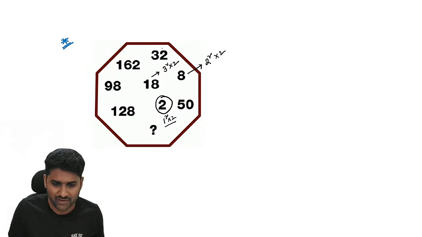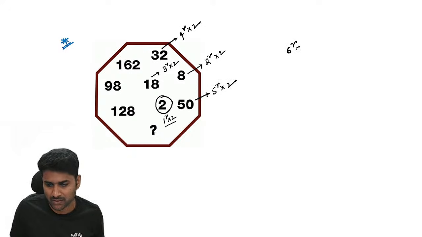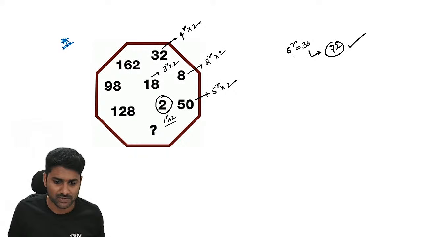Next one, 4 square and double. Next one, 5 square and double. And the 6 square is equal to 36. But according to the logic, you should double it. Then the missing number is 72. So you are done with the 6 square.